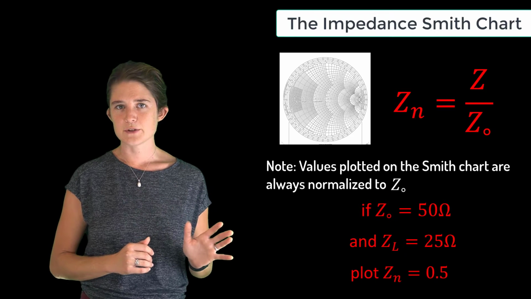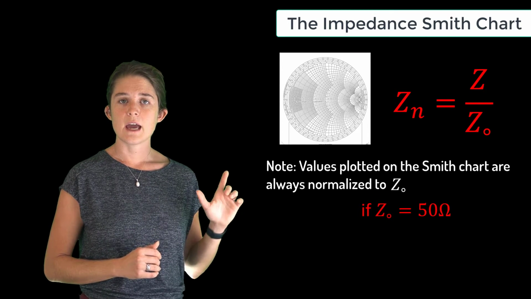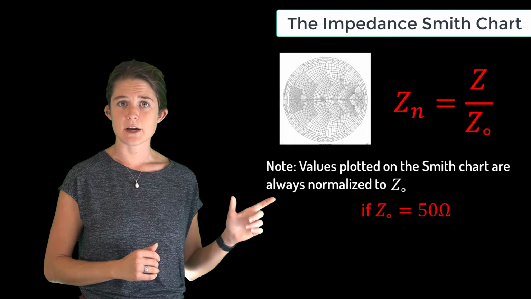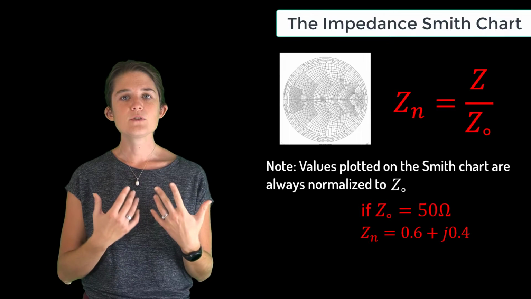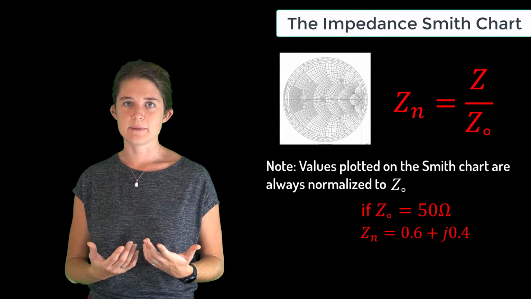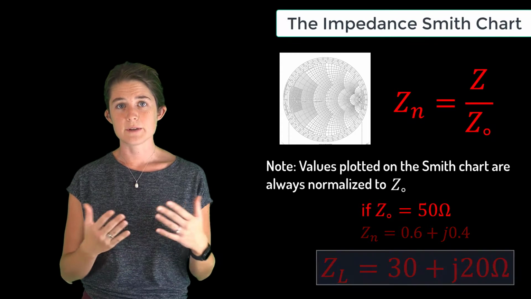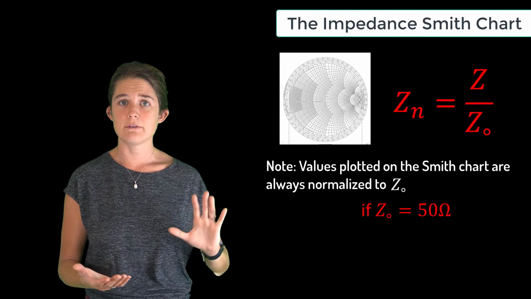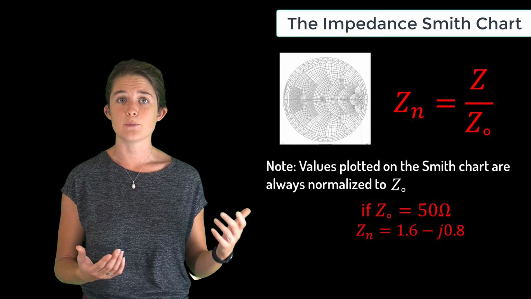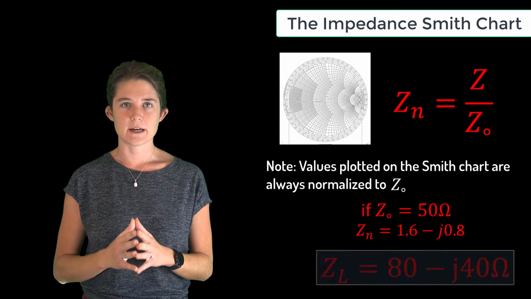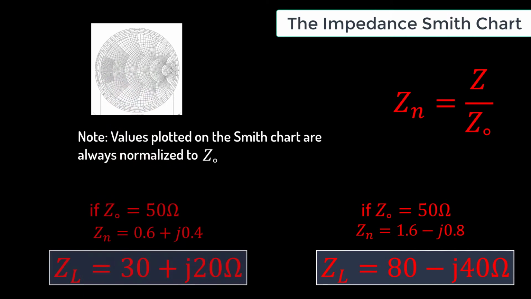So for the two examples we just looked at, if the system impedance is 50 ohms, and we read the normalized load impedance off the chart as 0.6 plus j0.4, we know that the unnormalized load impedance is 30 plus j20 ohms. Or, if the system impedance is 50 ohms, and we read off a normalized load impedance of 1.6 minus j0.8, the unnormalized load impedance is 80 minus j40 ohms.